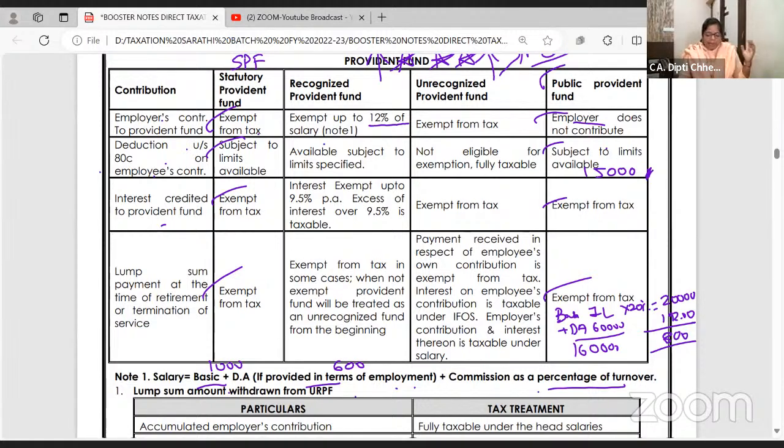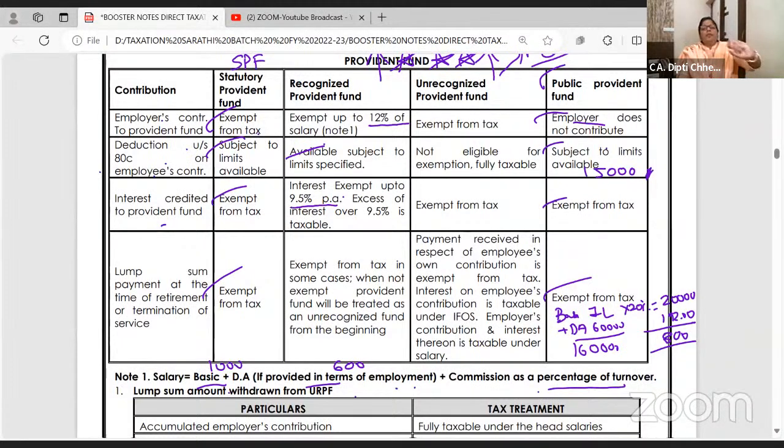So how much money can the employer put in RPF? 12%. Can the employee contribute to RPF? Yes. And is the deduction available? Yes. Under 80C, the upper limit is 1,50,000. Interest on contribution in RPF is exempt at 9.5%.